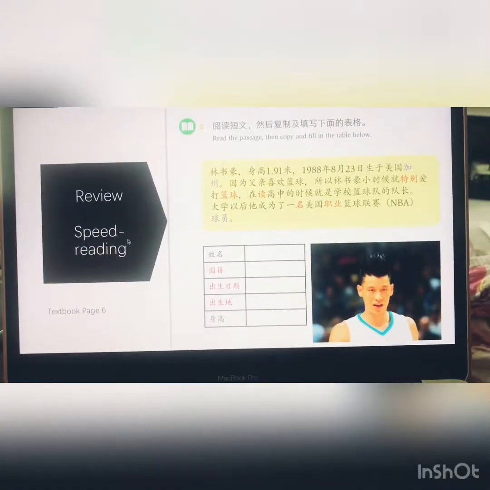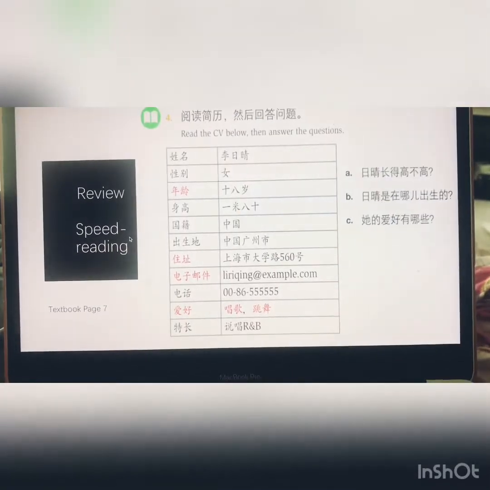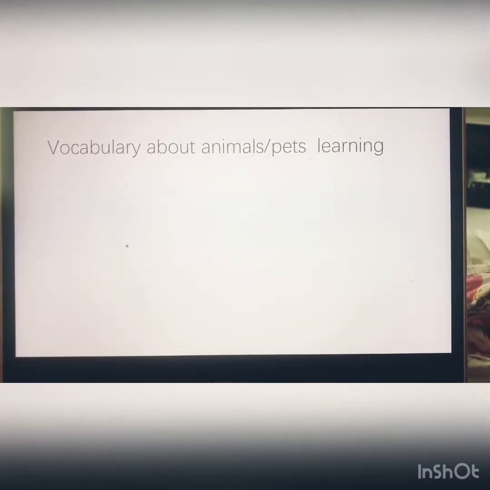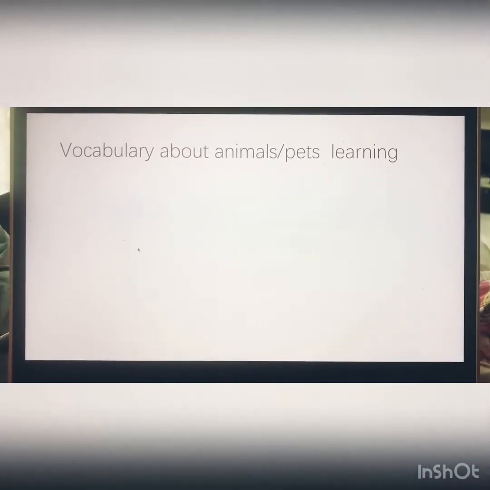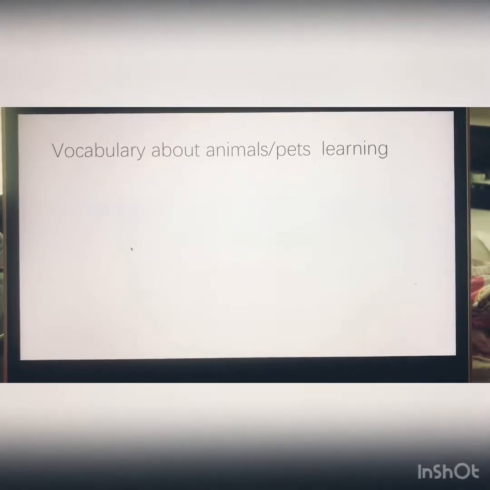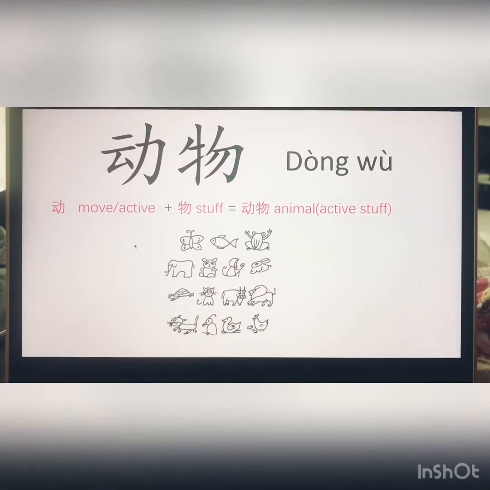Class. So you guys just went to the review, you can focus on the keywords here. This one as well. Okay. So vocabulary about animals and pets and learning. This is very important. You better listen carefully and take a note for this part because this is going to be very helpful in your Chinese character learning.